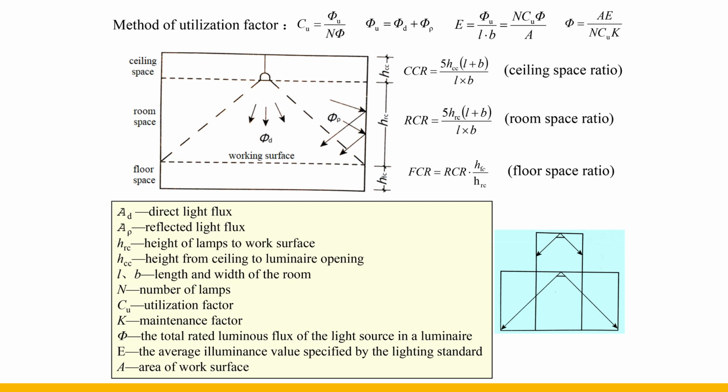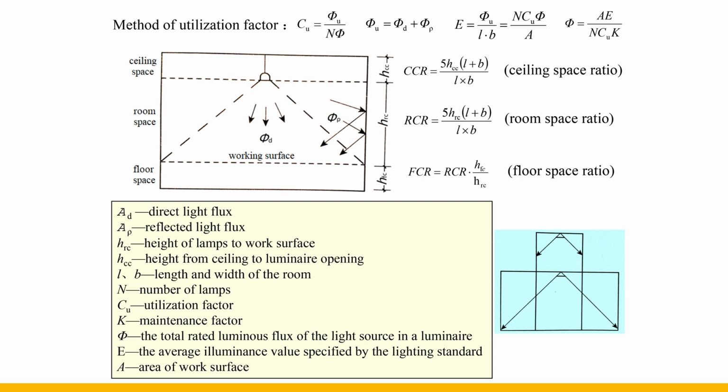The utilization factor Cu is equal to the ratio of the effective luminous flux Φu that the light source actually projects to the working surface, and the rated luminous flux N∅ of all light sources. A part of the luminous flux emitted by the light source is absorbed by the lampshade. A part is directed to the work surface to form direct illumination. A part is projected to other surfaces in the room and reflected to the work surface to form reflected illumination.